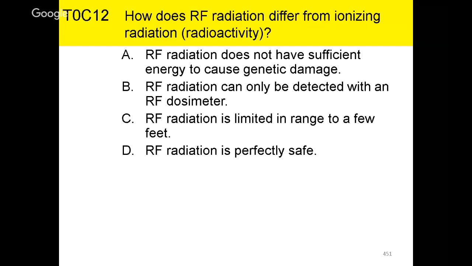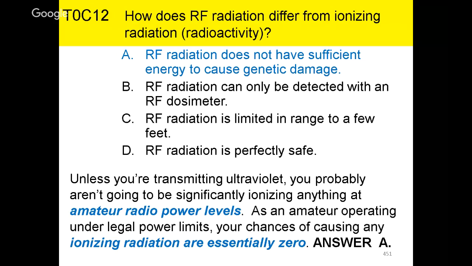So how does RF radiation differ from ionizing radiation or radioactivity? RF radiation does not have sufficient energy to really cause genetic damage. Your X-rays, gamma rays, things like that, ultraviolet does have that potential. So unless you're transmitting ultraviolet, you probably aren't going to be significantly ionizing anything at amateur radio power levels. But operating under the legal power limits, your chances of causing any radiation are essentially zero.